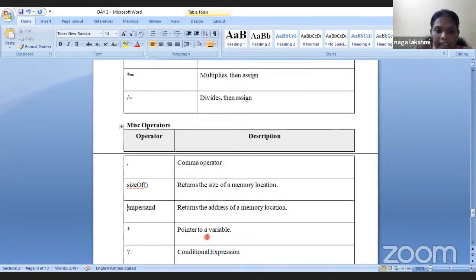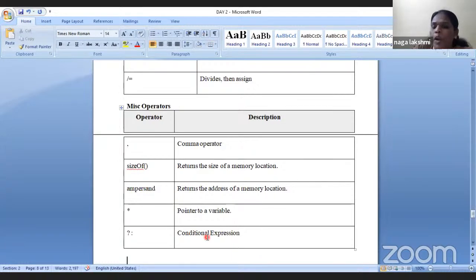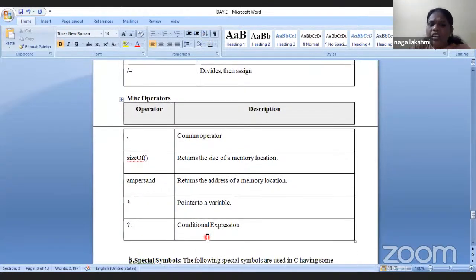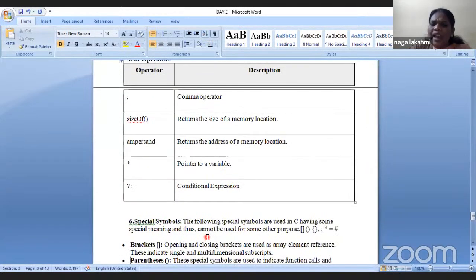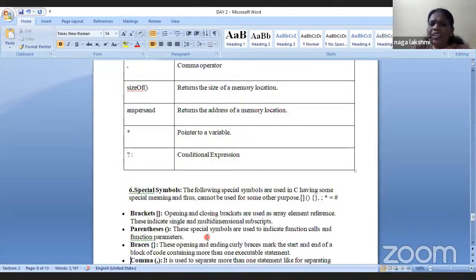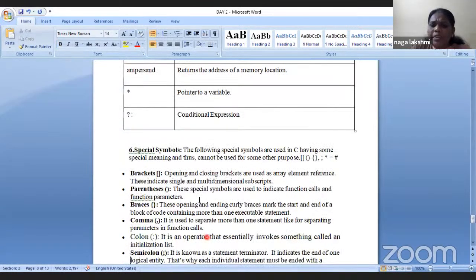Okay, fine. Next, the pointer operator, what is it? It is used to store the address of a variable. For this also, soon we will be having a discussion. Special symbols: brackets, parentheses, braces. You know all these terminologies, right? Braces means whenever we are writing a program, we use a left brace and a right brace.